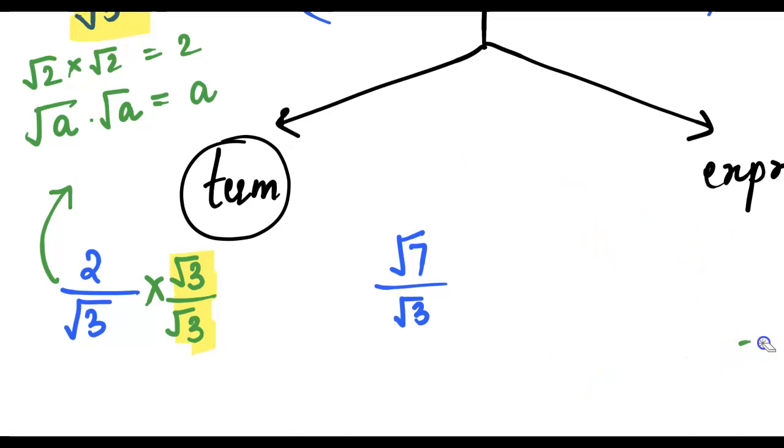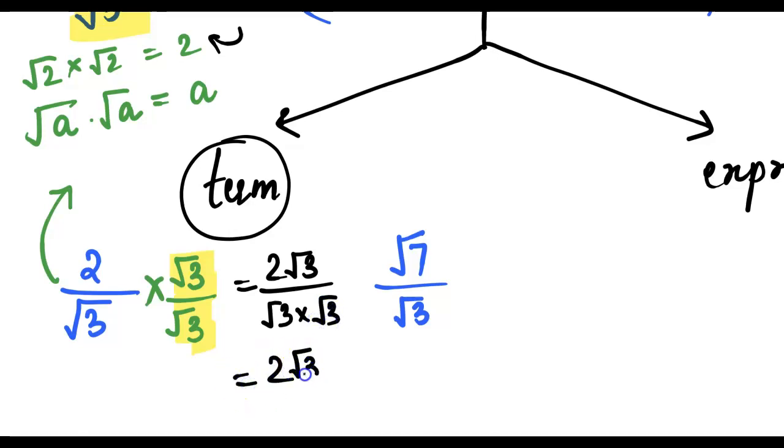Now, applying the method we discussed, the top number is going to be 2 times root 3, and the bottom is root 3 times root 3. So we get 2 root 3 over 3. And see, we've got our bottom surd free, and that was our target. You have to make your bottom surd free. That's it.